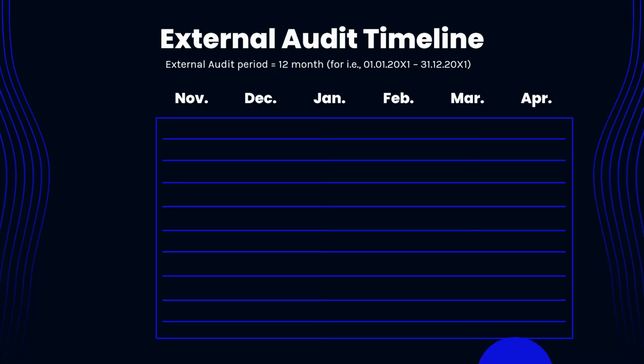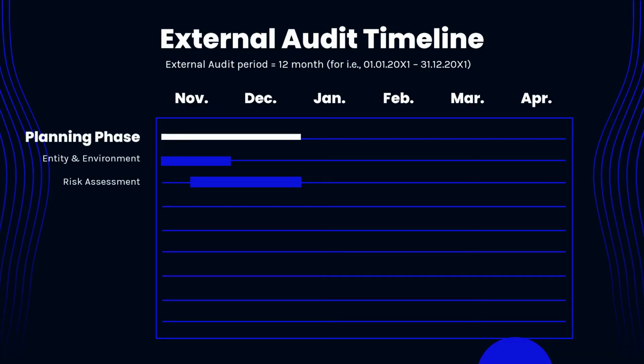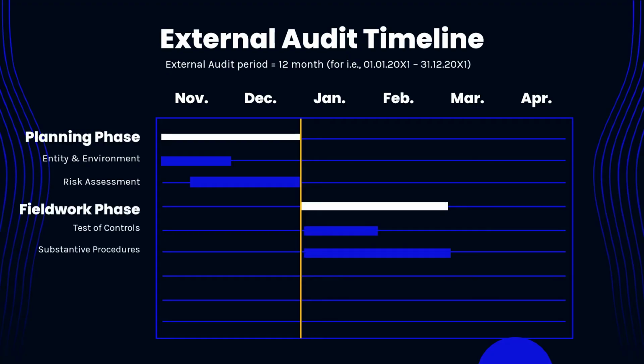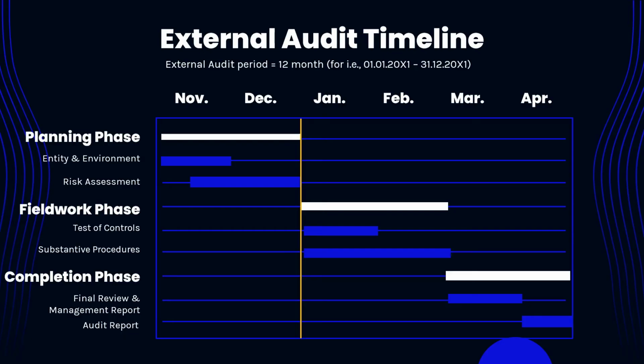External audit engagement is designed in three phases. The first phase is the planning phase, which starts anywhere between October to December. Then comes the year end in January. The second phase of audit starts, which is the field work. The third phase is the completion, which usually starts by March and takes 2 to 3 months to conclude. Don't worry, we will go into detail for each of these phases in the next slide.